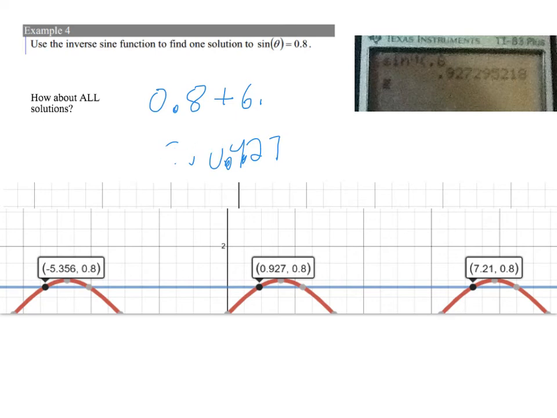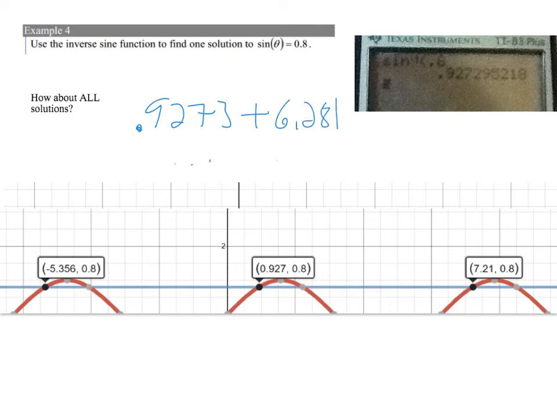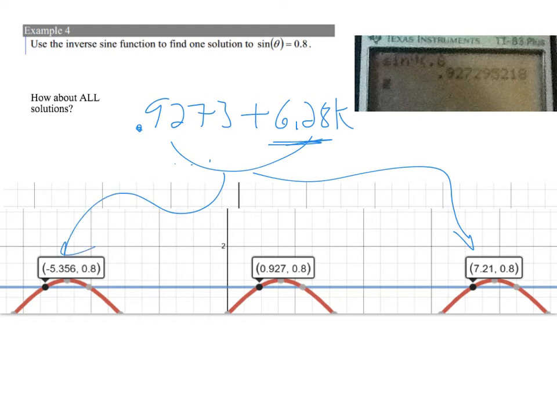Let me erase this and start over again here. I don't know what I'm doing here this morning. So it's 0.9273 plus 2 pi, 6.28. Okay, so that's how it would show all solutions. You could write 2 pi. That wouldn't be wrong to do that. But if you add those, notice that's what you're getting. And if you subtract those, that's what you're getting.